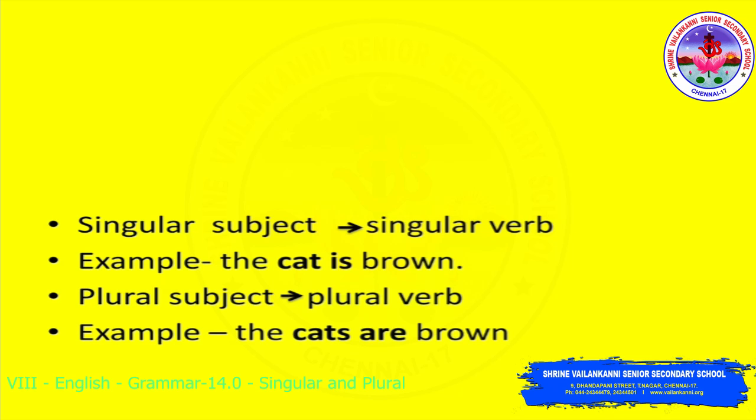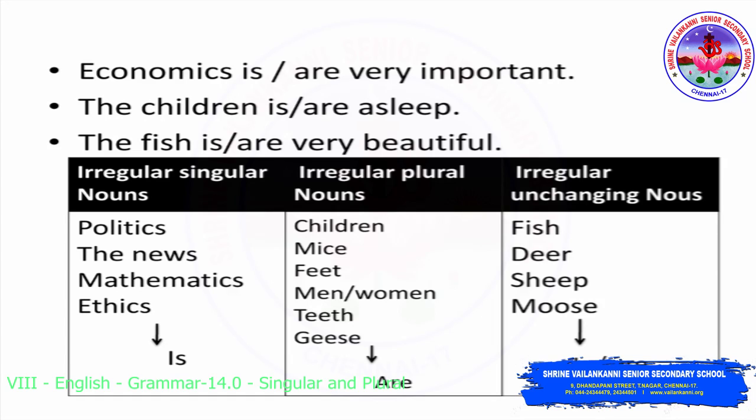Here the subject is cat and the verb is is or are. If it is cats, then it's are. If it is cat, then it is. Okay? Okay. Now let's start with a quiz.